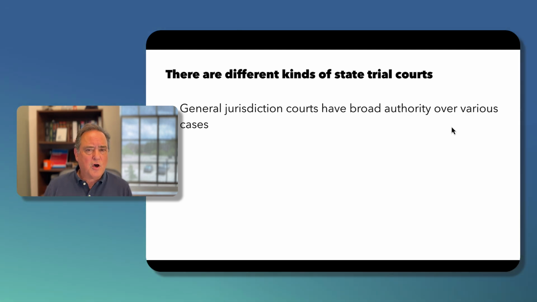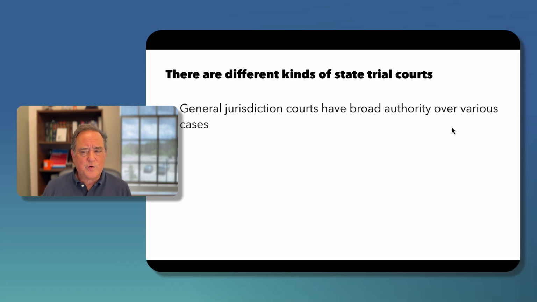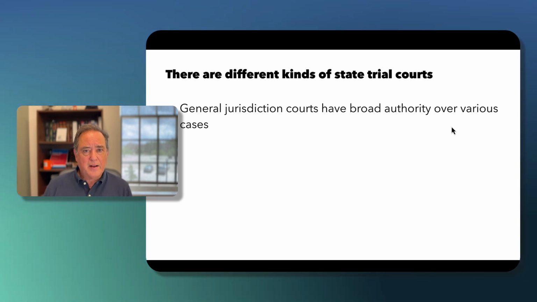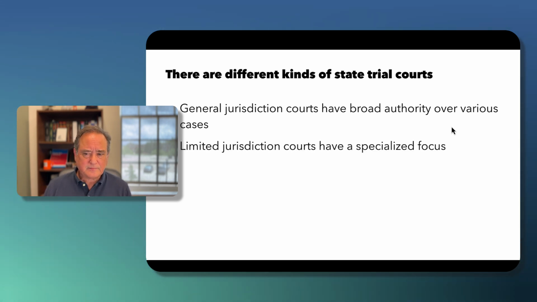They have broad authority over various types of cases. This is generally called the district courts. In Texas, for instance, there are multiple district courts across the state, and each of those district courts has jurisdiction over any number of different types of civil cases.